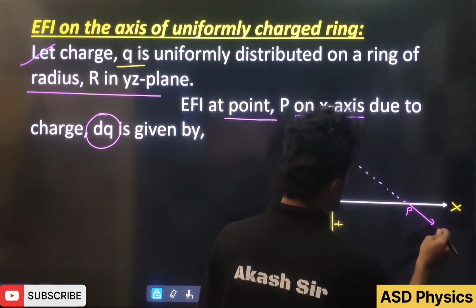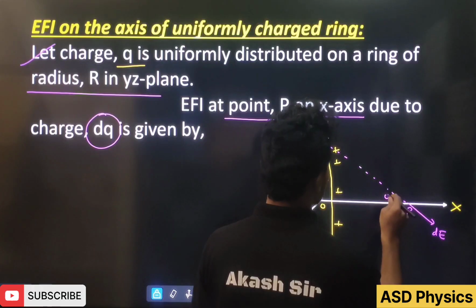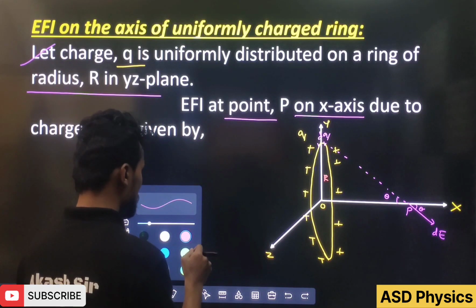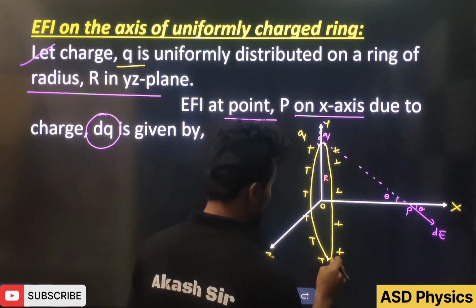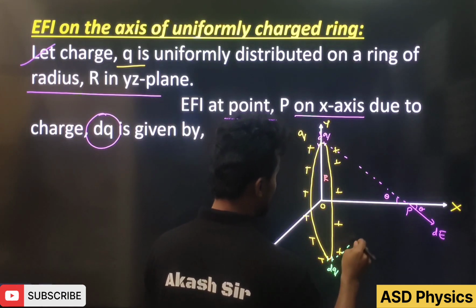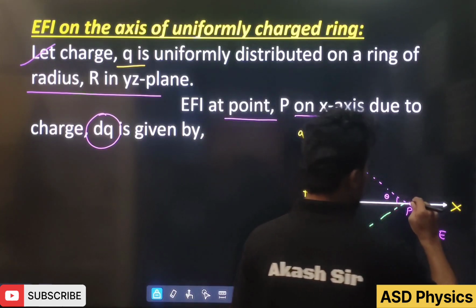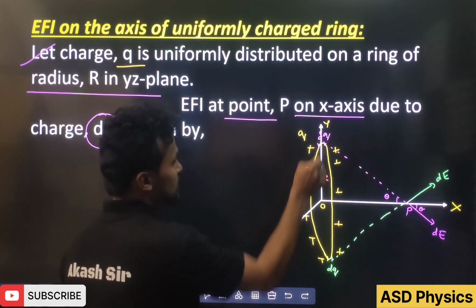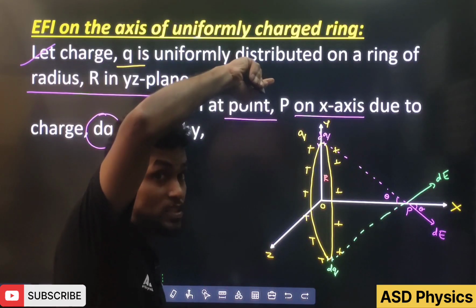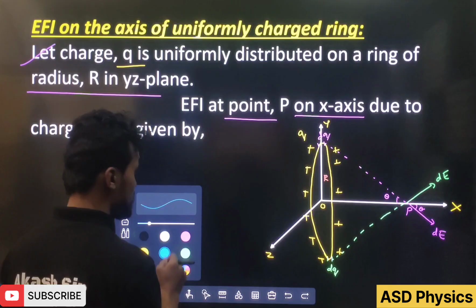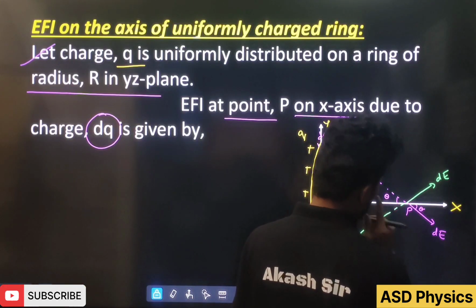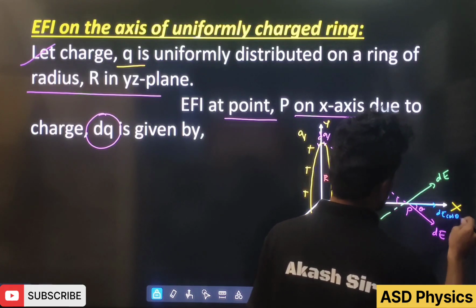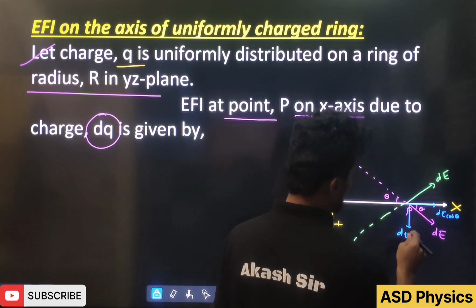Here the electric field is in which direction? Away, dE. This is theta. Now you know very well, we can take one more charge dq just opposite to this charge, connect them like this, and dE will be in this direction. If we resolve the electric field, this angle is theta, so the component along the axis is dE cos theta, and the downward component is dE sin theta.